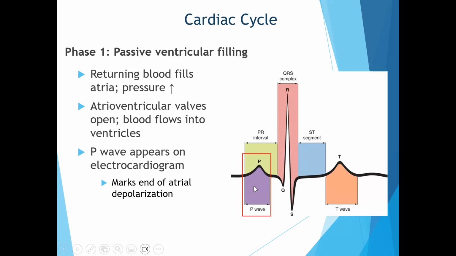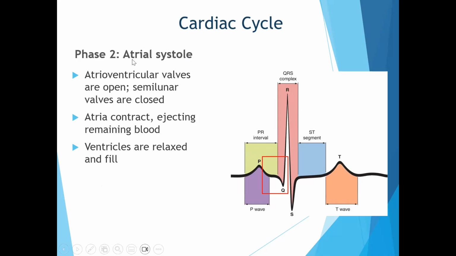So phase one, that's our P wave. You have your passive ventricular filling. Returning blood fills the atria, and pressure increases in the heart because blood's filling up. The AV valves open, so those are our mitral valve and our tricuspid valve. The atrioventricular valves open, blood can go from the atria into the ventricles, and that's when our P wave appears on the electrocardiogram. That's the end of atrial depolarization.